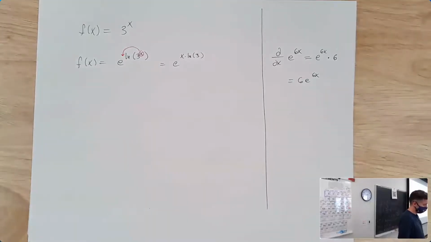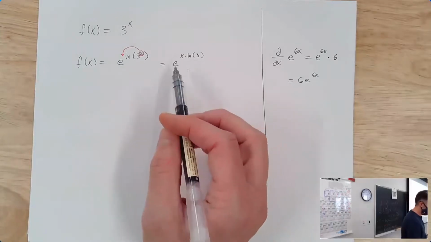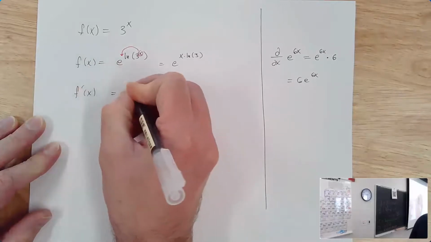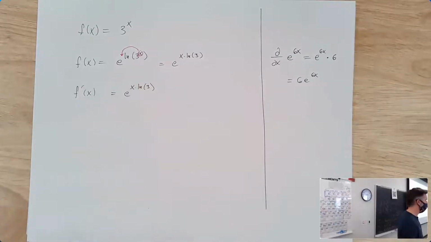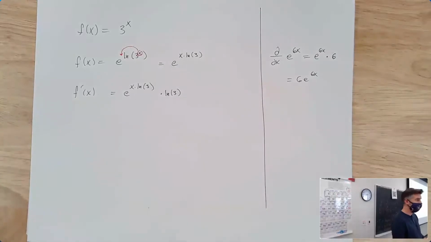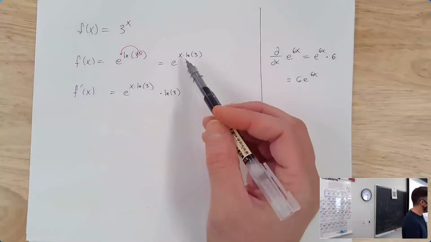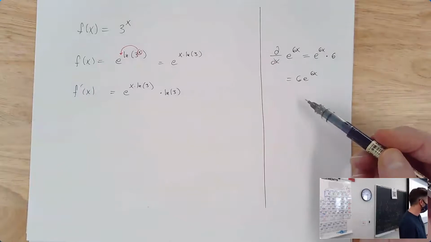The reason I'm pointing that out is because the same thing is going to happen here. The derivative of e to the stuff is going to be e to the stuff times the derivative of the stuff. What's the derivative of x times natural log of 3? Yeah, it's natural log of 3. Natural log of 3 is a constant. It's like the number 6. And so the derivative of natural log of 3 times x is just natural log of 3, just like the derivative of 6 times x is just 6.